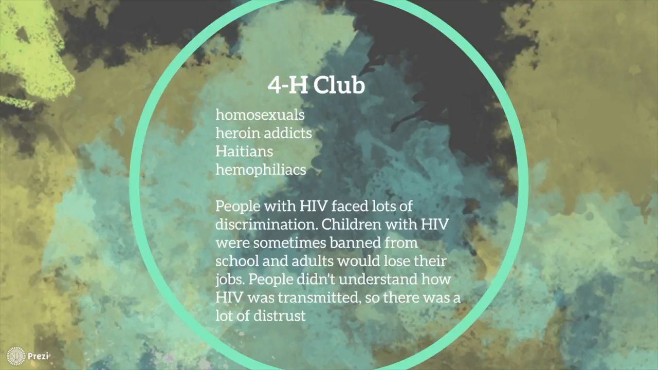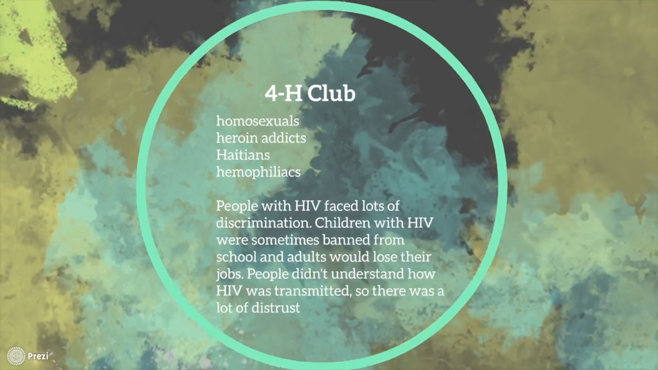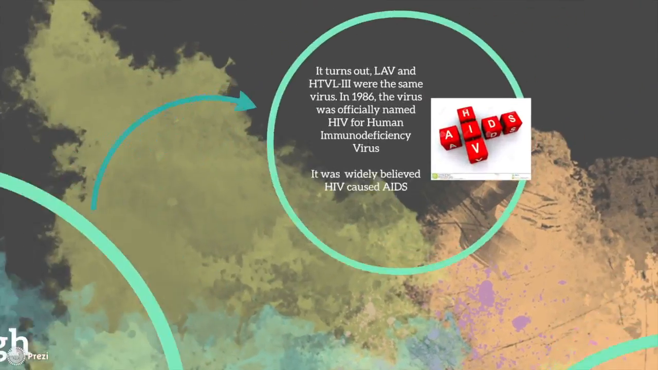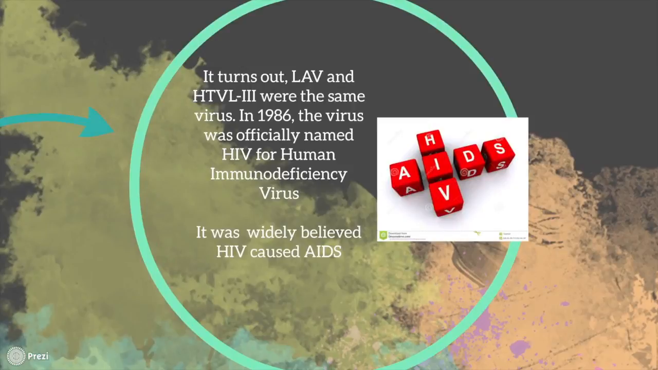These people faced lots of discrimination. Children with HIV were sometimes banned from school, and adults would lose their jobs. There was lots of distrust. In 1983, French scientists isolated a virus they believed to be the cause of AIDS. They named it LAV. Around the same time, CDC researchers found what they thought was the cause of AIDS. They named it HTLV-3. It turns out LAV and HTLV-3 were the same virus. In 1986, it was named HIV for Human Immunodeficiency Virus.